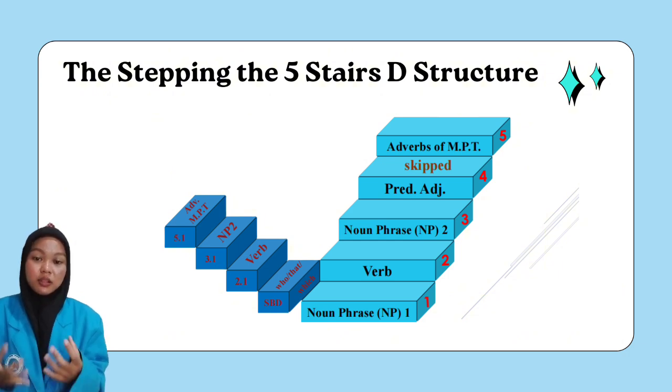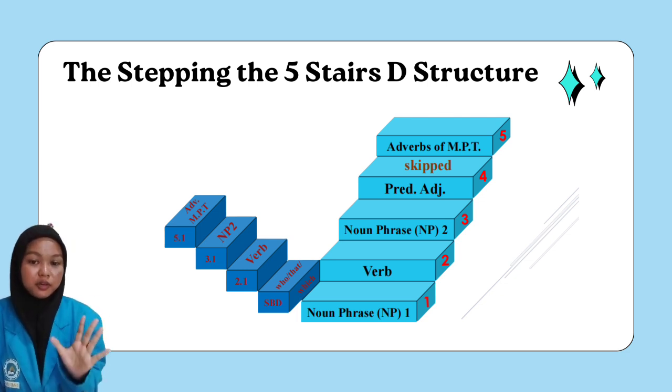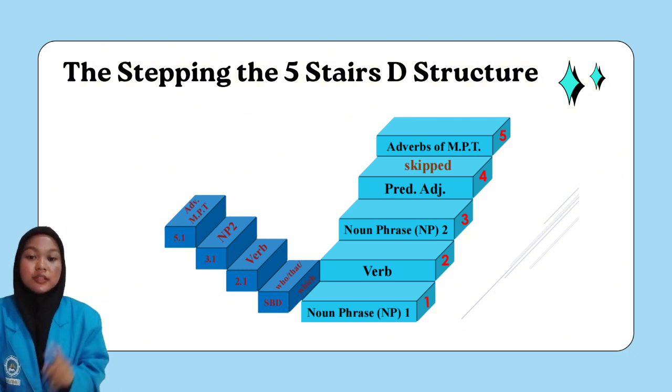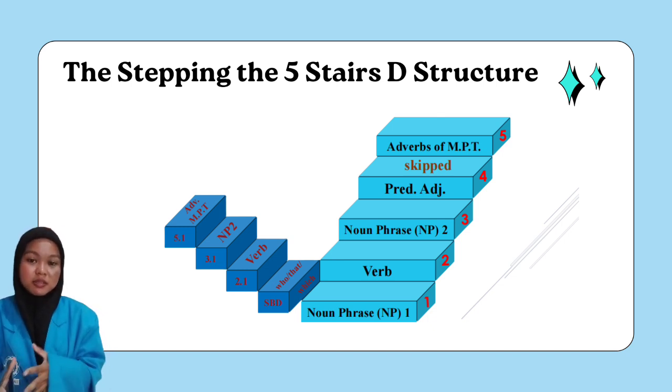And in this relative clause, especially in the Stepping the 5 Stairs technique, a sentence is broken down into 5 components. As you can see in the picture, there are 5 stair levels. The first stair is stair 1, it is NP1 or noun phrase 1. It is the main noun phrase which can include a relative clause to describe the subject.